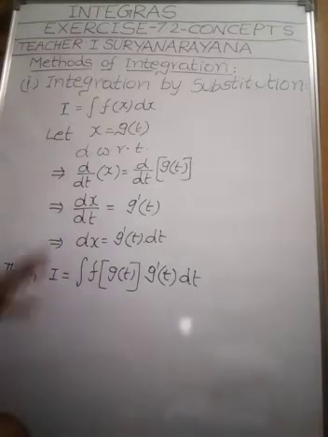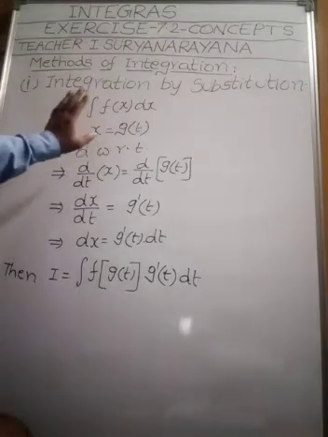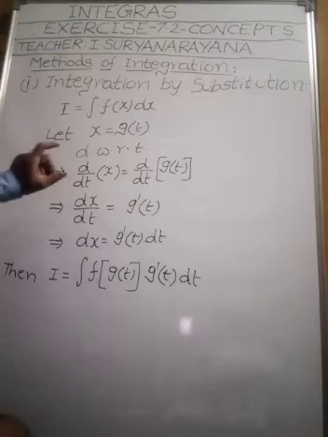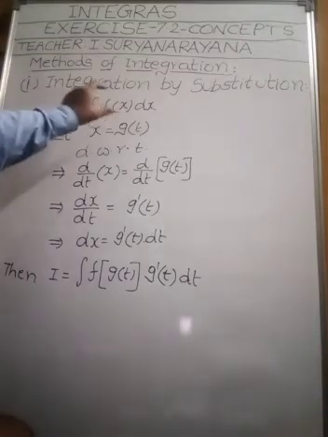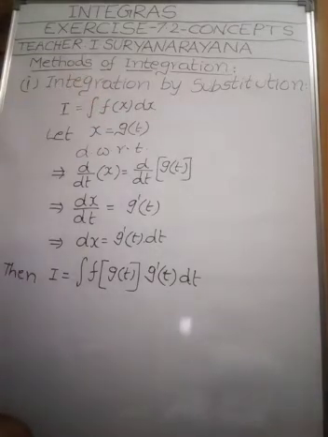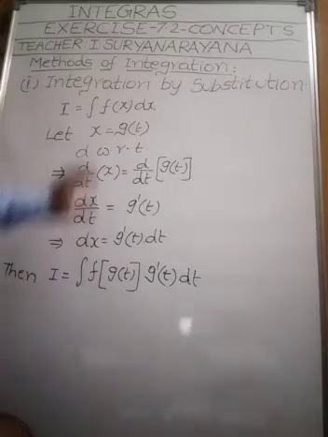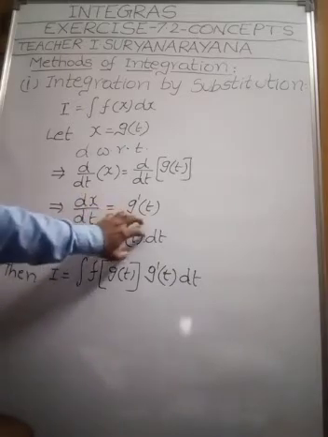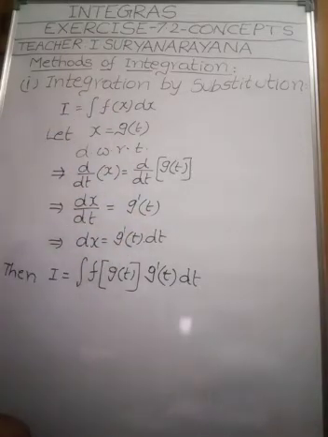For a function whose derivative also occurs, the derivative of that function also should be in the integrand. Okay, my dear children, it is very important. This derivative part also should be in the integrand. Please remember this point, my dear children.